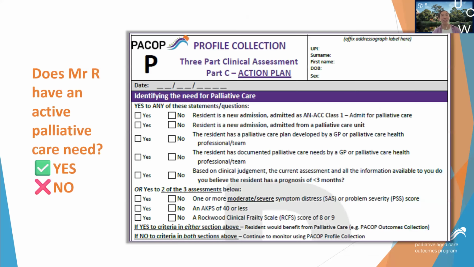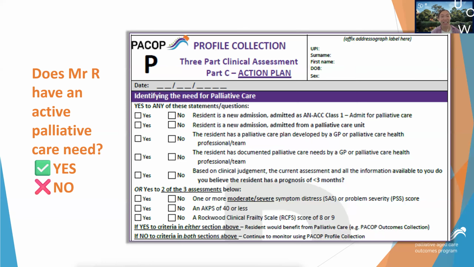Now, with all this information, I do have a question for everyone. Basing on that assessment, when you look at the tools, do you think Roy has an active palliative care need now? Is it a yes or is it a no? So feel free to use the reaction button at the bottom of the screen, or feel free to type it up for yourselves. Just say yes or say no. What do you think? So I'll slowly go with each question one by one.